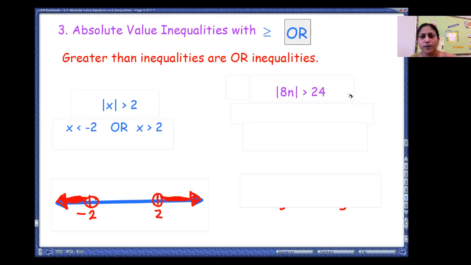Let's try another one. Here we have the absolute value of 8n is greater than 24. So 8n is going to be greater than 24 or, use the word or, less than -24. And then you simplify both these inequalities and you graph it.